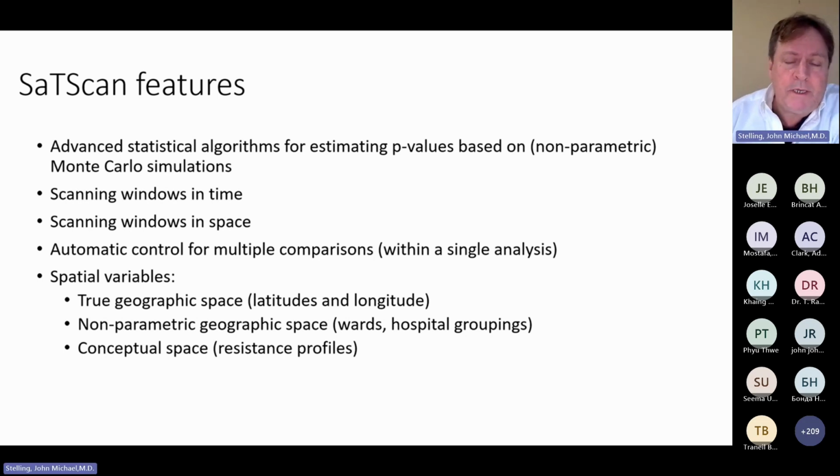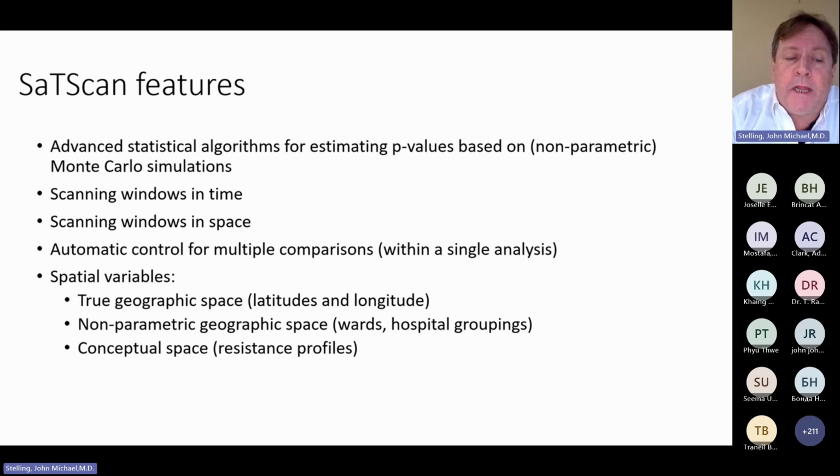Some cases are in one time frame, some are in a different time frame. Some are in one geographic window, some are in a different geographic window. And because SaTScan is scanning, it can see these things at those borders. There is automatic control for multiple comparisons, at least when you run a single analysis. So this helps to control against too many false positives.